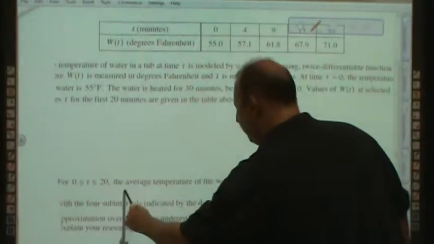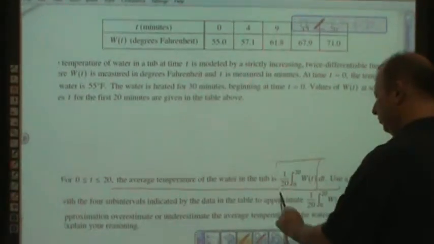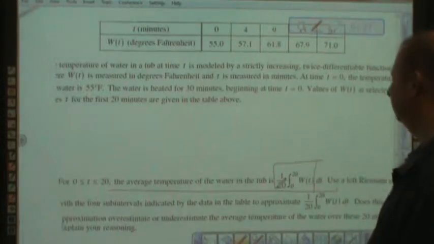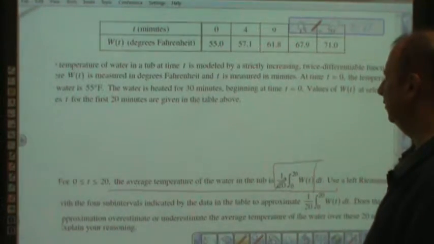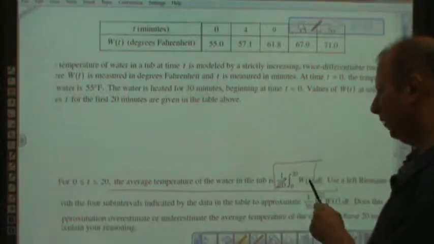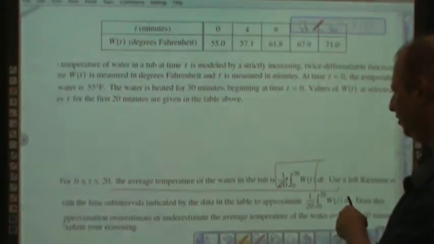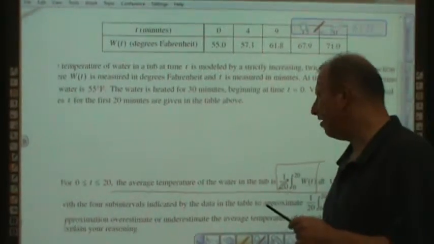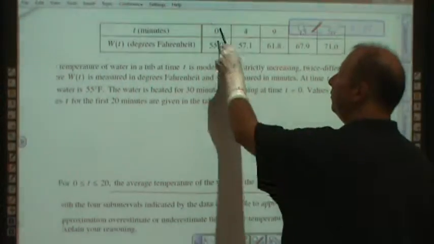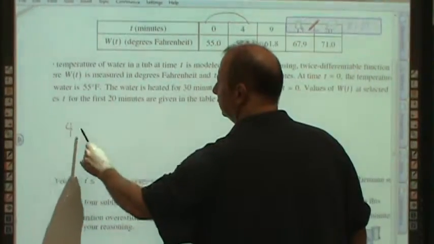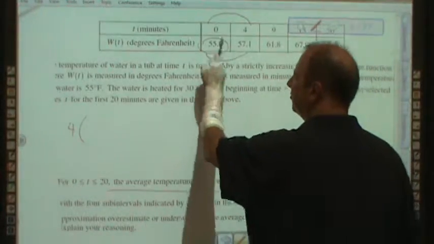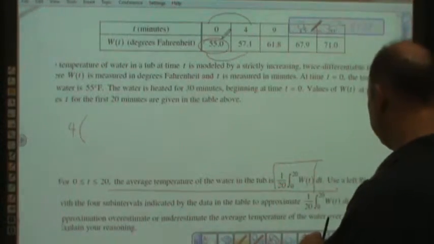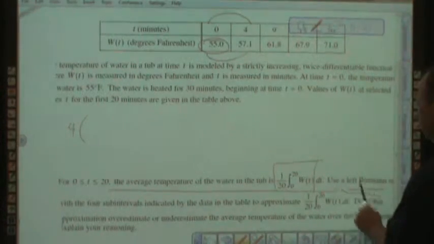The next example, the average temperature of the water is given by the integral of W(t), with 4 subintervals indicated by the data to approximate. Does the approximation overestimate or underestimate the average temperature? Well, let's look at what we have. From here to here is 4. And it says somewhere in here to use the left Riemann sum.